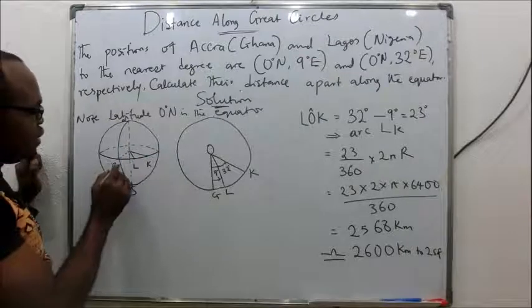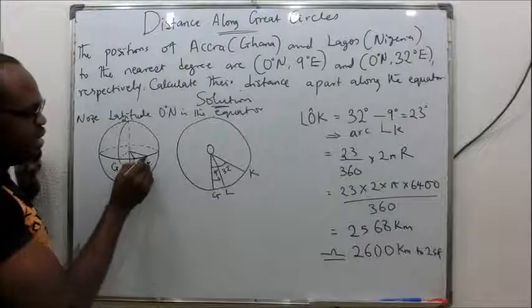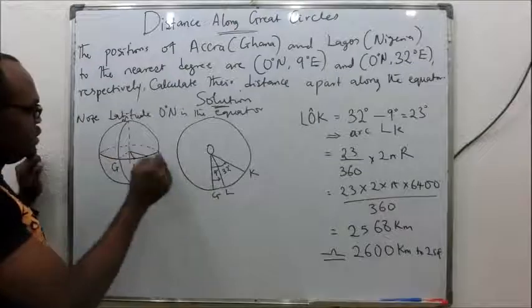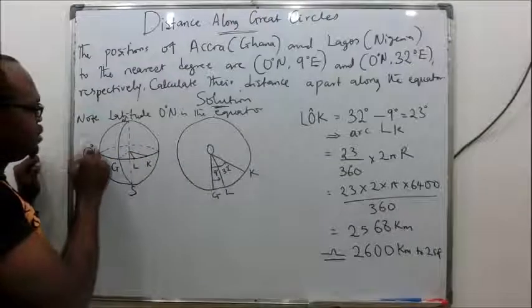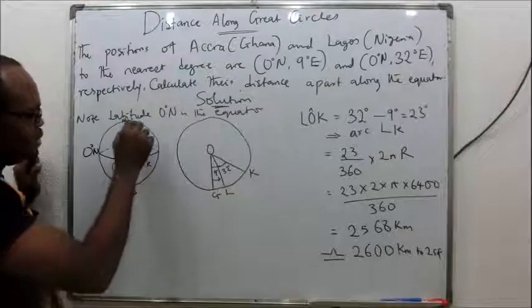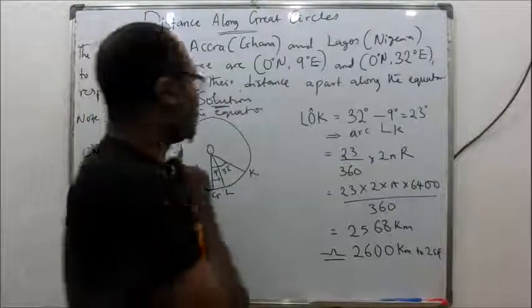You can see the two points, L and K. The distance between here and here, that is what you are told to calculate. Two of them are on the same latitude, which is 0 degrees north. But their longitudes, if you take a circle here, take another one here, you see that their longitudes are different. So you're told to calculate this.